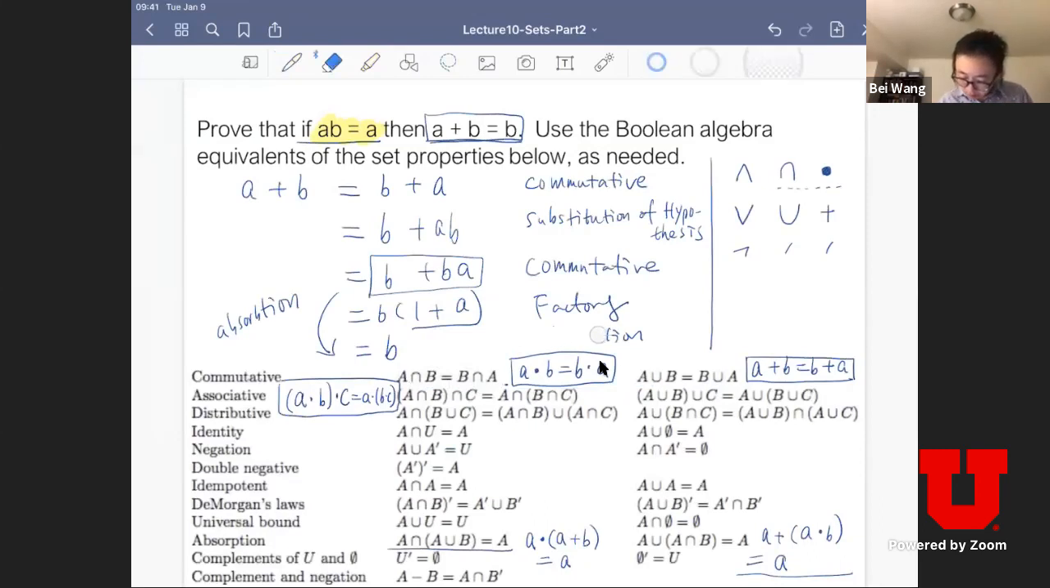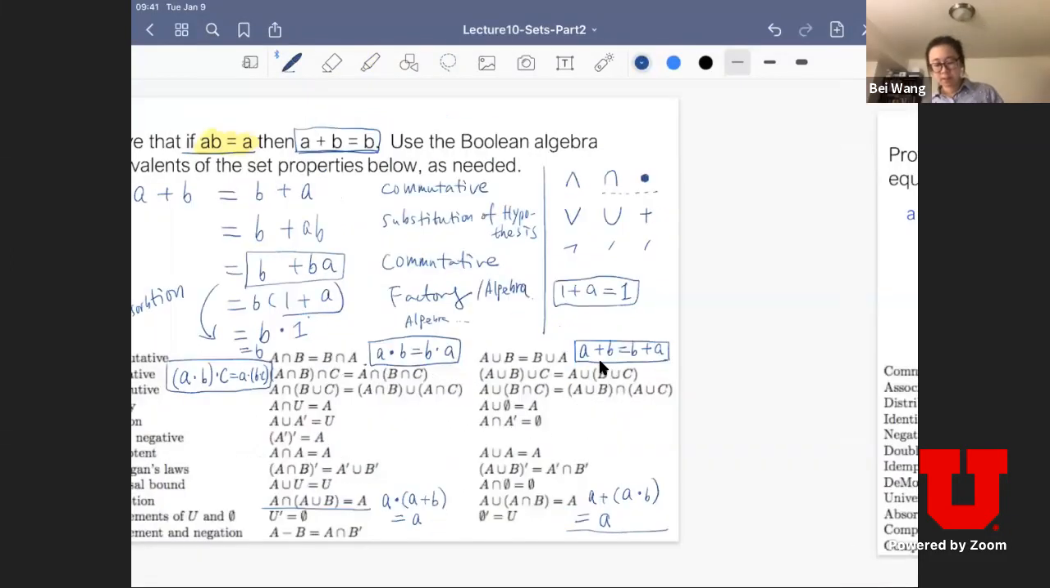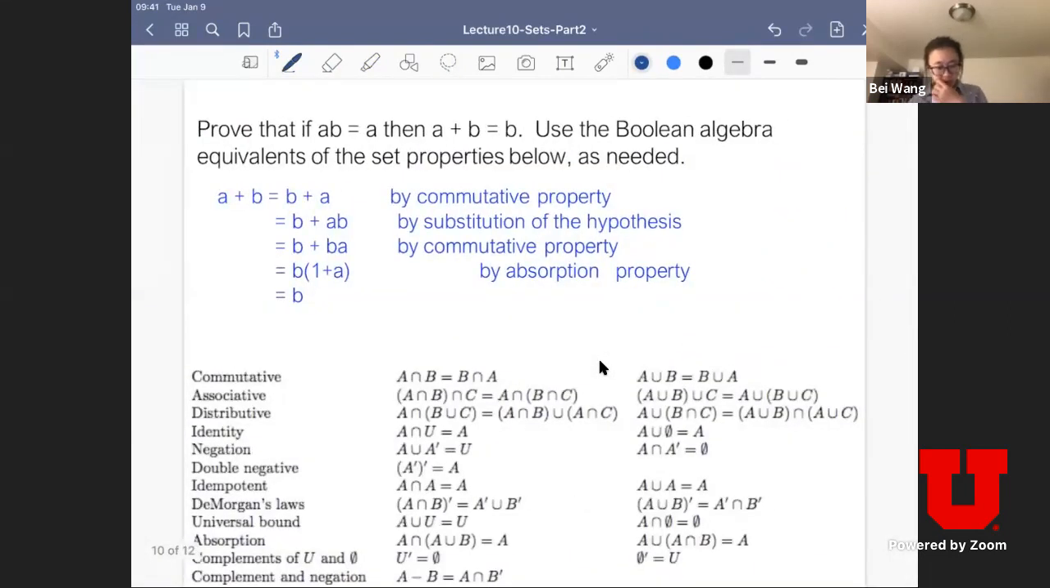But if I factor out 1 plus A first, this is really just algebra. And then what is the next one? Essentially we're using the rule 1 plus A is equal to 1. So you can write out even more steps. It's B times 1, which is equivalent to B. And all those are essentially algebra. We have typed it out in a more clear way in this slide.